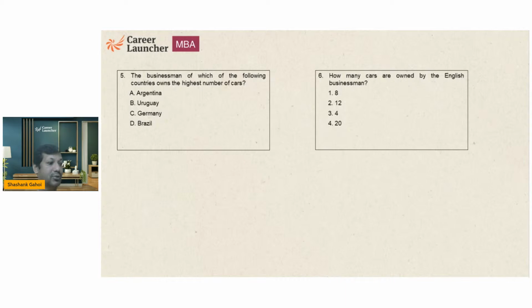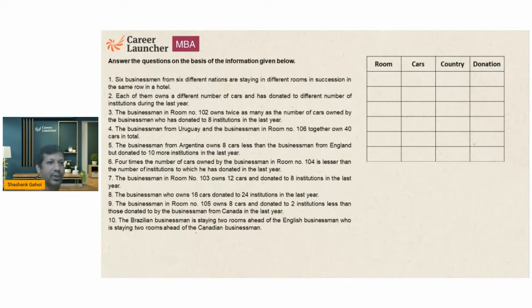Now, this is a tricky question. And why am I saying it is a tricky question? Because it is not saying which businessman owns the highest number of cars. It is saying which of the following. Means there might be someone else who owns more cars than the people who are in the options. But we have to check only 4 values and get the answer. Now, how many cars are owned by the English businessman? And these are the 4 questions that we need to work on.